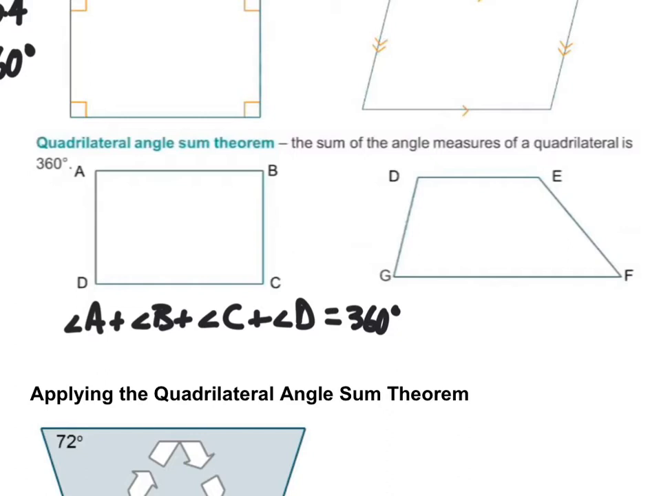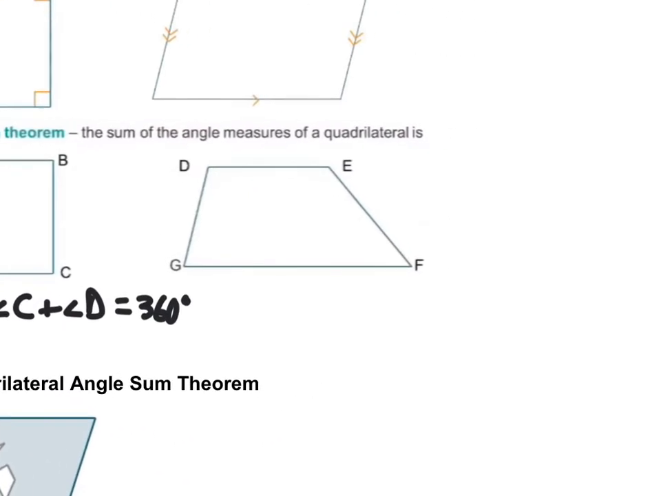So much like when we had a triangle, when all those angle measures added up to 180, in a quadrilateral they add up to 360. And even, in an example over here, if you took angle D plus angle E plus angle F plus angle G, those would also add to 360 degrees.